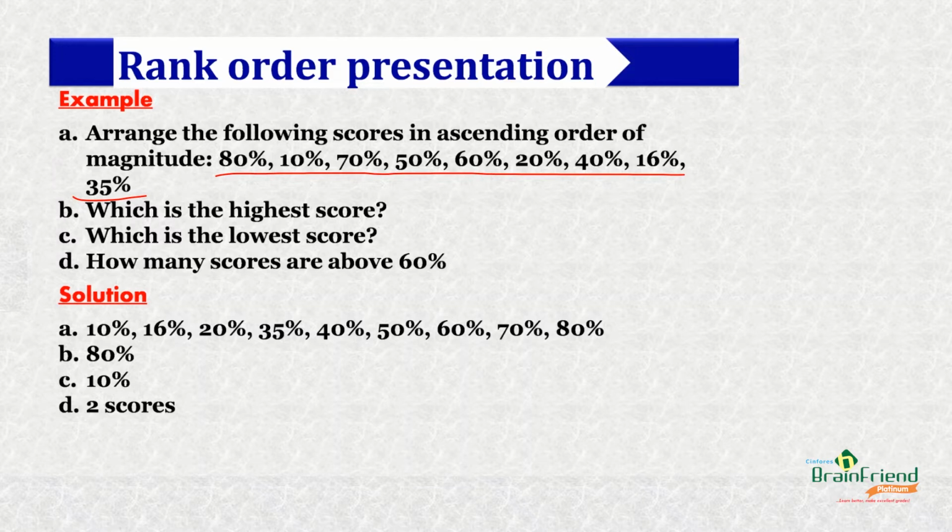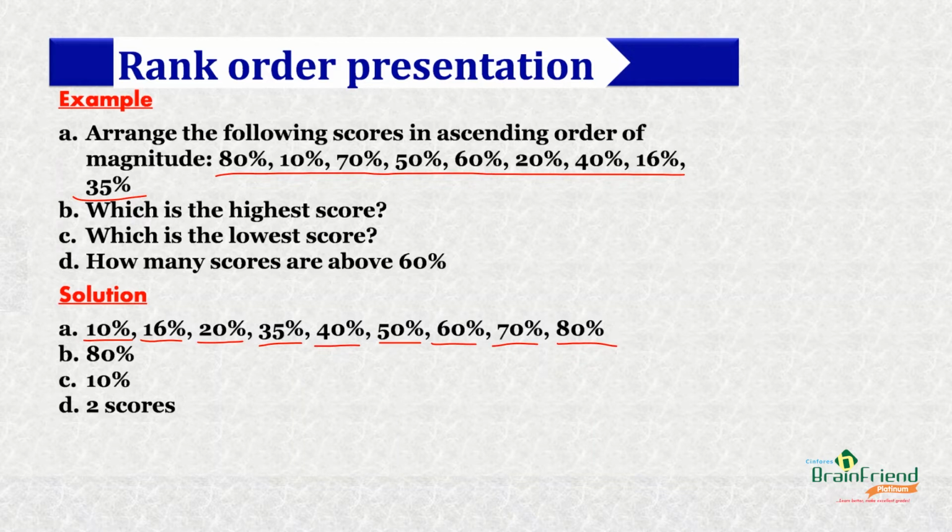Now, the first thing to do is to arrange the scores from the lowest to the highest, because the instruction says in ascending order of magnitude. So we have 10%, 16%, 20%, 35%, 40%, 50%, 60%, 70%, 80%. Now, having done this arrangement, it is easier for us to get the answers to the rest of the questions.